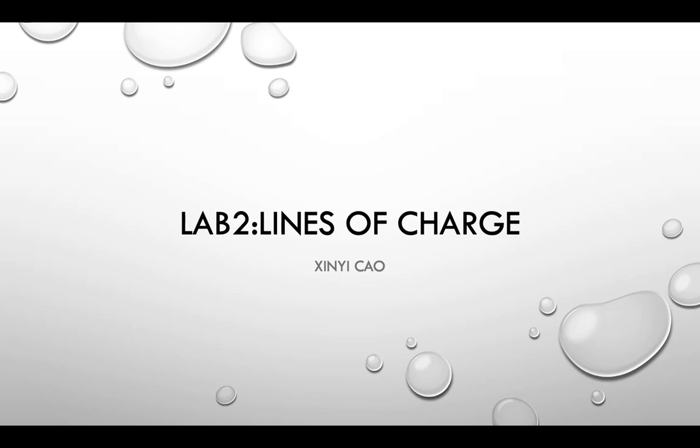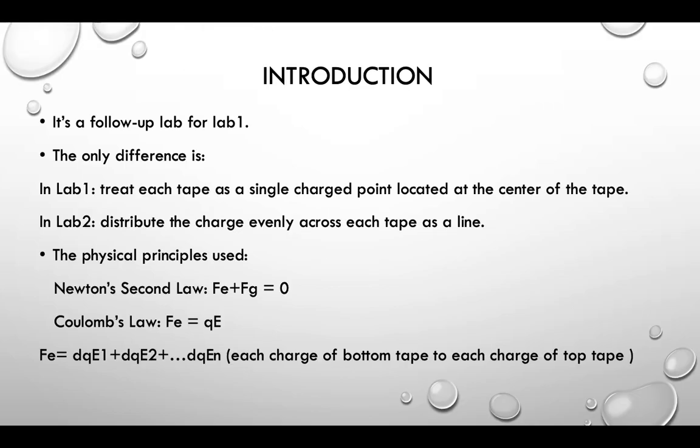This is my Lab 2, lines of charge. It is a follow-up lab for Lab 1. The only difference between Lab 1 and Lab 2 is that in Lab 1 we treat each tape as a single charged point located at the center of the tape. So basically, we discuss the interactions between one single point charge and another single point charge. But in Lab 2, we distribute the charge evenly across each tape as a line.